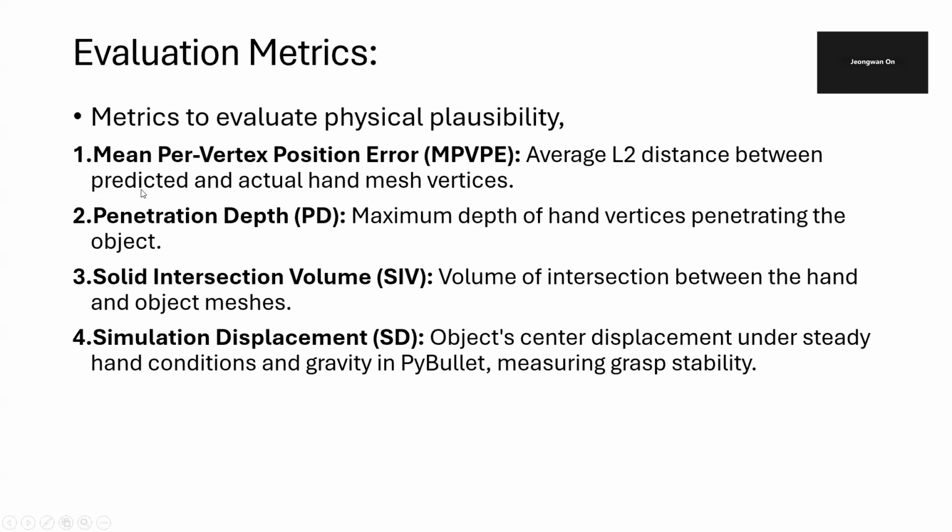For the experiment part, as evaluation metrics for the physical plausibility section, they use mean MPVPE, penetration depth, solid intersection volume, and simulation displacement. Simulation displacement is the object's center displacement under a steady hand condition and gravity in the PyBullet simulator, which is done to measure the grasp stability.